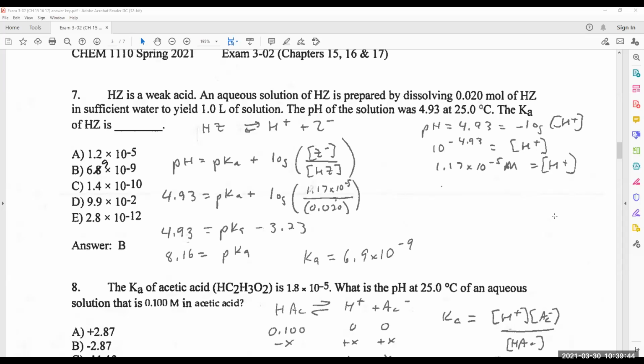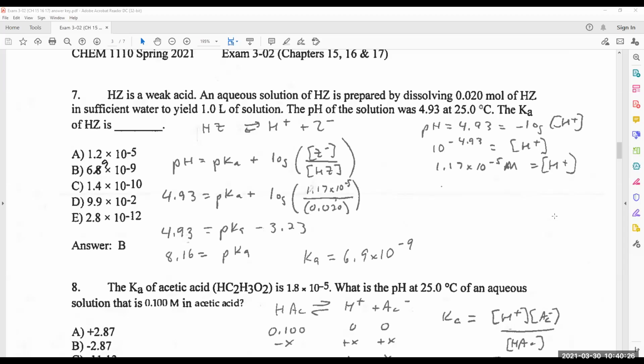As I said, from HZ going to H plus Z minus, our chemical reaction equation, we know that for every mole of hydrogen ion, we have a mole of Z minus. So now we know the Z minus concentration, we know the HZ concentration, and we know the pH. So we can plug those values into our Henderson-Hasselbalch equation and get 4.93 equals pKa plus the log of 1.17 times 10 to the minus 5th divided by 0.02.